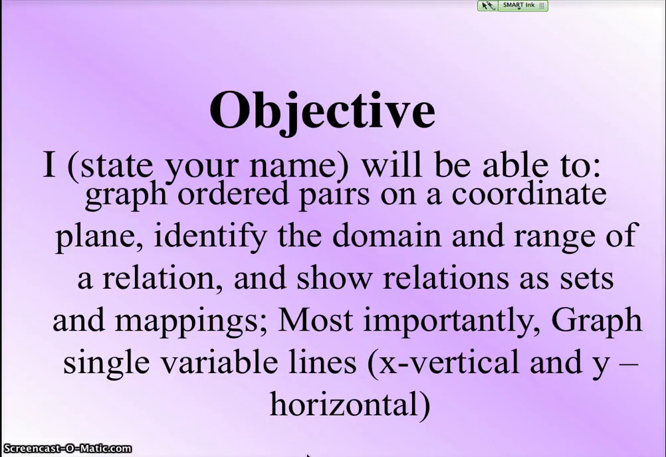So this is our objective for today. You will be able to graph ordered pairs on a coordinate plane, identify the domain and range as a set of a relation, show relations as a set of mappings, and most importantly, graph single variable lines: x are vertical and y are horizontal. This last portion, x is vertical, y is horizontal, we did that in our do now. Remember that, that's the most important part of today.